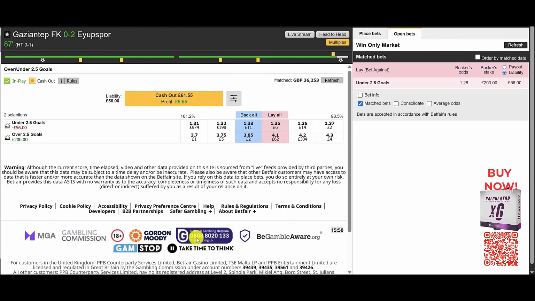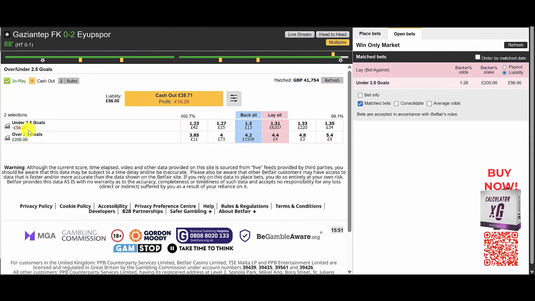So obviously there's a few options that you could take on this from this particular scenario. Remember, we laid under 2.5 goals at 1.28. And it's pretty much around that same price here. Okay, so we've already made 100 on the 1.5 goals market.